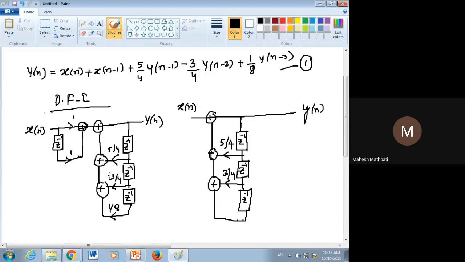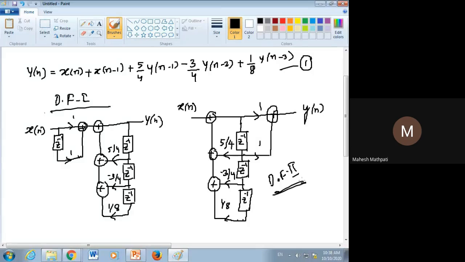So this is minus, and this is 1 by 8 again. Okay, and here we have this part as x of n. So here the multiplier is 1. Now put this to 1 right now. Okay, this is our direct form 2. Hope everyone has got this answer. Yes, sir. Direct form 2.